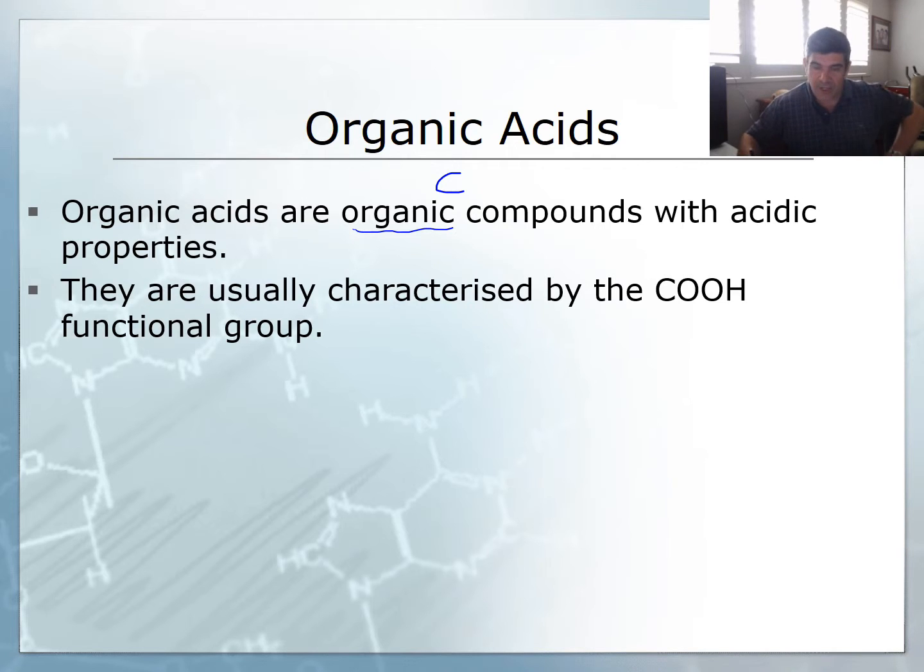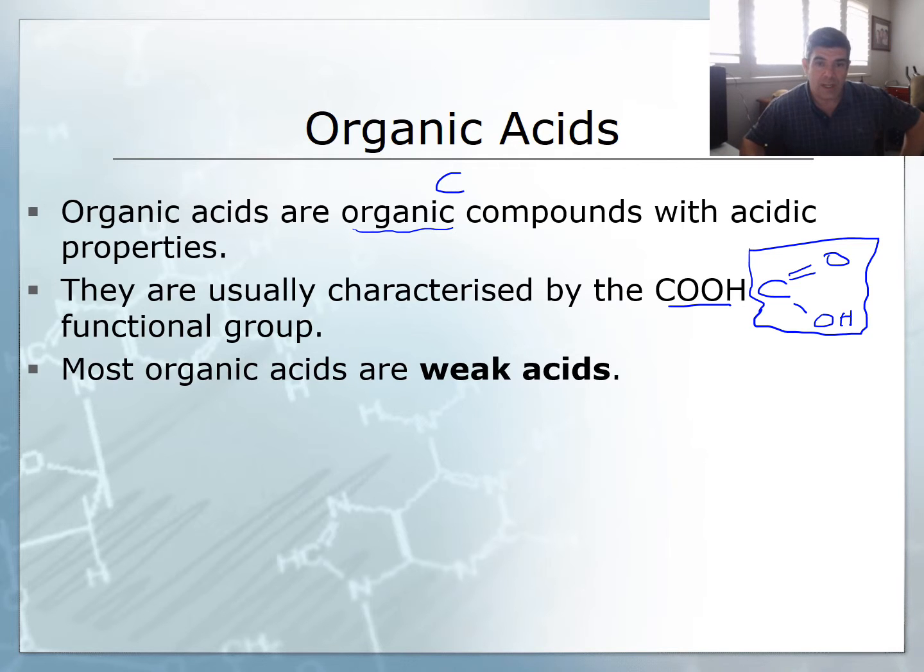They're usually characterized by the COOH functional group. So in this case, what we're looking at is the C double bonded to an oxygen and then single bonded to another oxygen, which is bonded to a hydrogen. This is the functional group for all organic acids. So that's the group that you're looking for in order to determine whether or not you have an organic acid functional group.